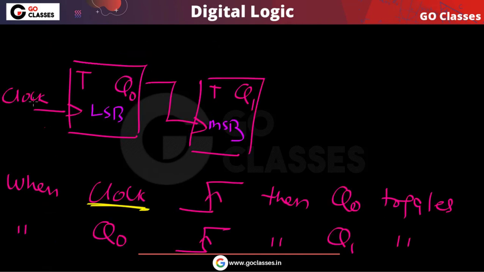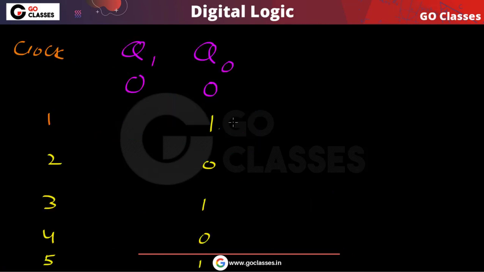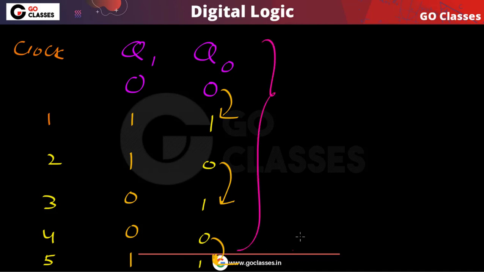Now with every rising edge of the clock q0 will toggle. You can notice q1 will toggle when q0 is going from 0 to 1. Just notice here, q0 is going from 0 to 1, so in this situation q1 will toggle. Here q1 will not toggle, here q1 will toggle. Again here q1 will not toggle, but here q1 will toggle. When q0 is going from 0 to 1, then q1 will toggle. So like this also you can analyze.